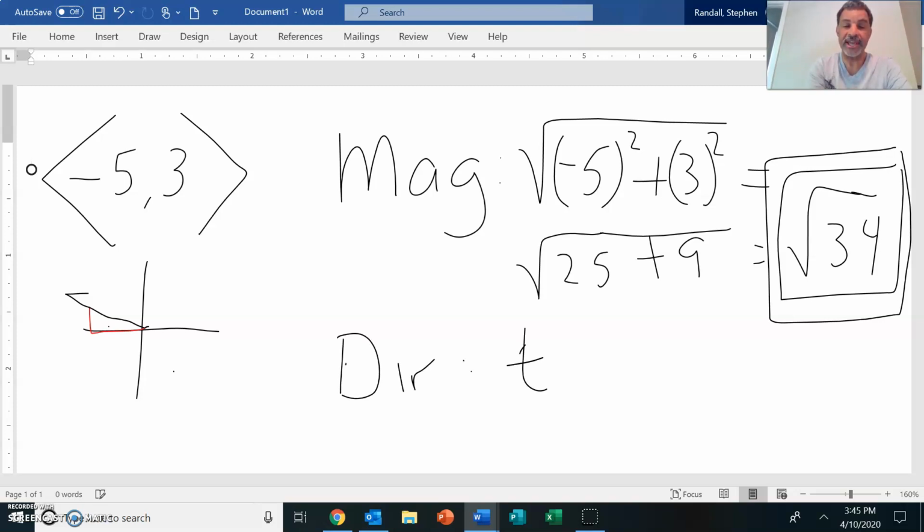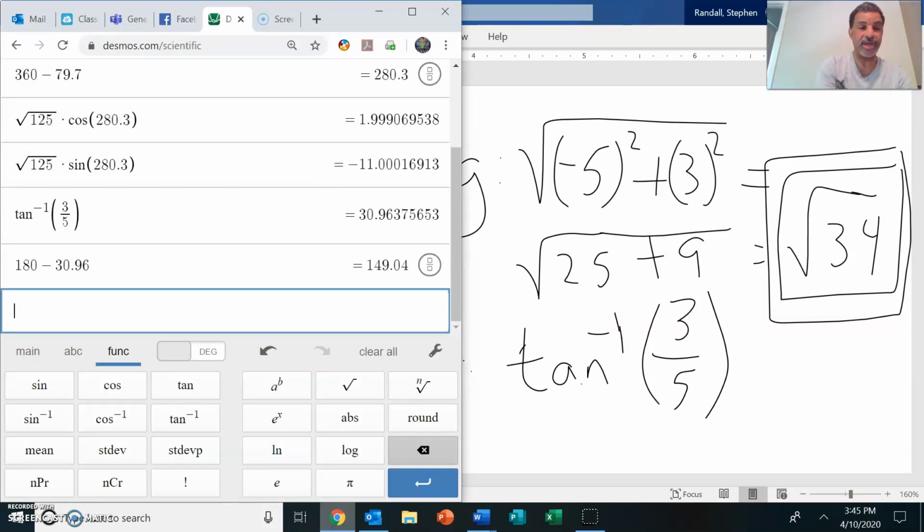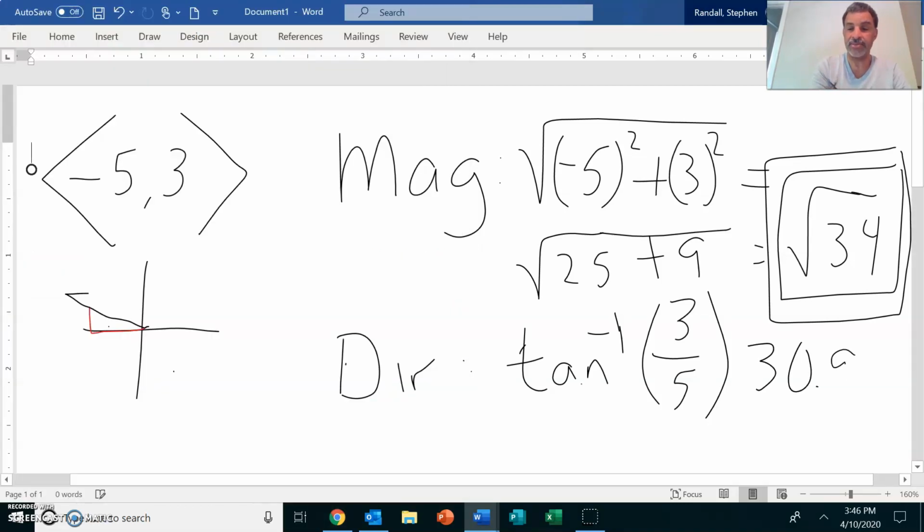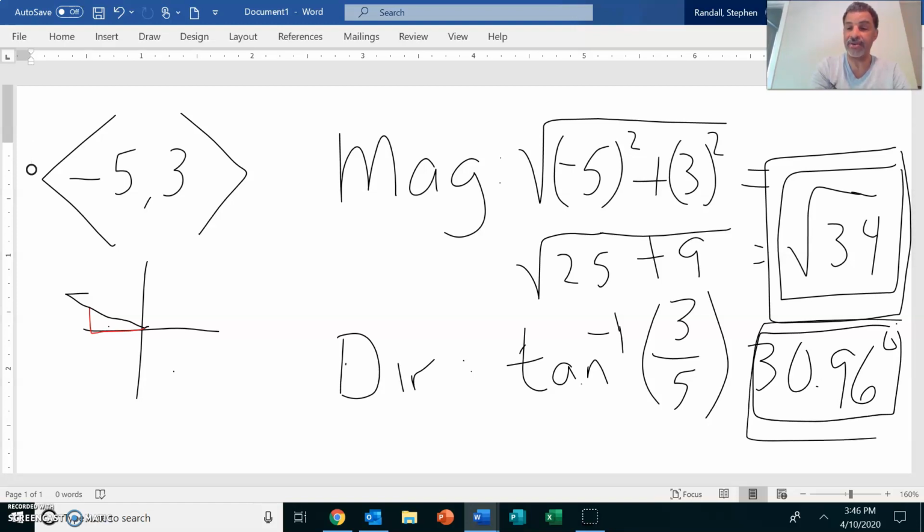Okay? And then for the direction, we said it was the tangent inverse, because it's a triangle, of y over x, so 3 over 5. Let's clear this and type it in again. This again is the Desmos.com scientific calculator. Tangent inverse of 3 divided by 5. Enter is 30.96 degrees. Now, that is not our direction, however.